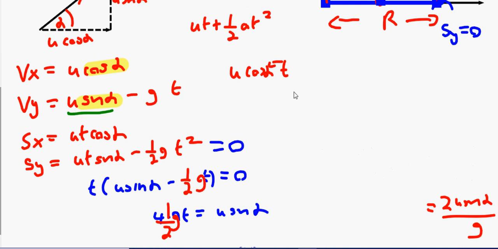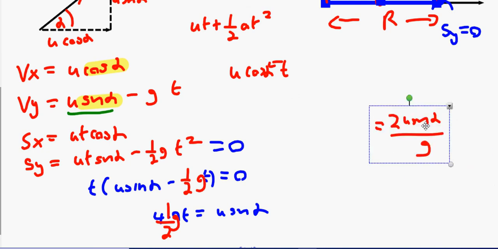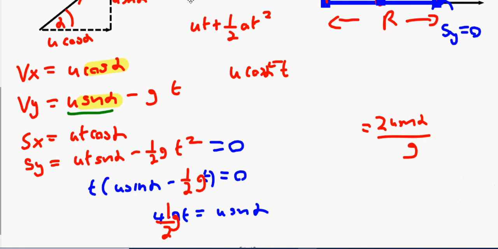Is everybody happy with 2u sine alpha over g as your time of flight? Because it will be a half gt equals u sine alpha, and then t equals 2u sine alpha over g. Okay, that's the way it's going now. Starting in honours math, it drifts more towards using g than 9.8.